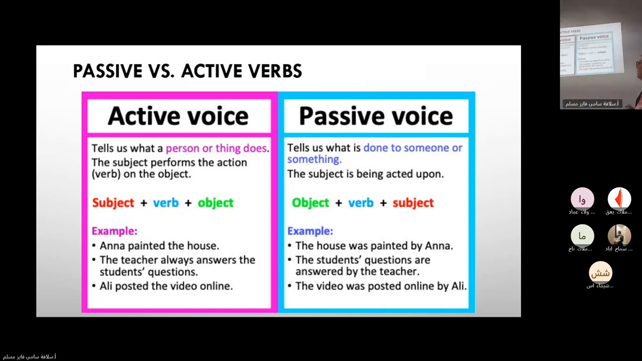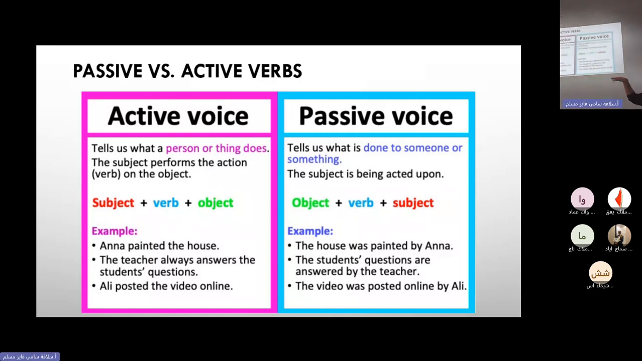Okay? So, active tells us what a person or thing does. المهم مين هون في الactive voice؟ The person. الشخص أو الإشي اللي عم يساوي action. Okay? The subject performs the action on the object. Okay? كيف بتمشي الactive sentence؟ It's a subject, زائد a verb, زائد an object. Okay? Example يا البنات.